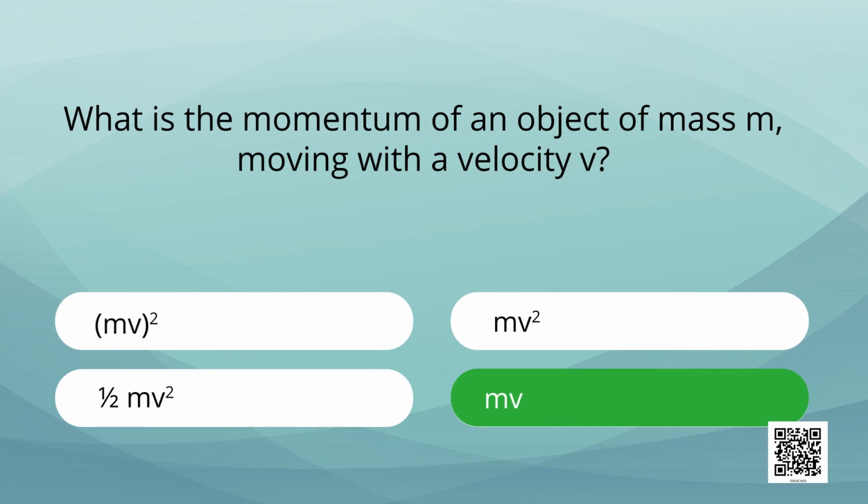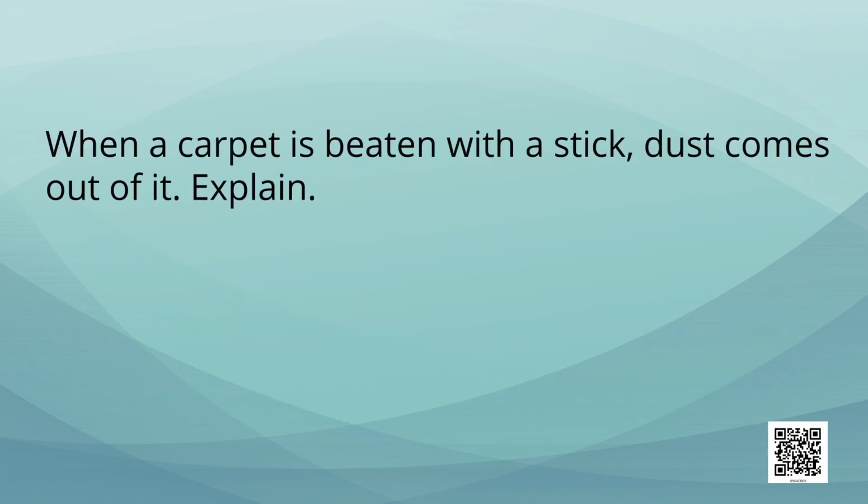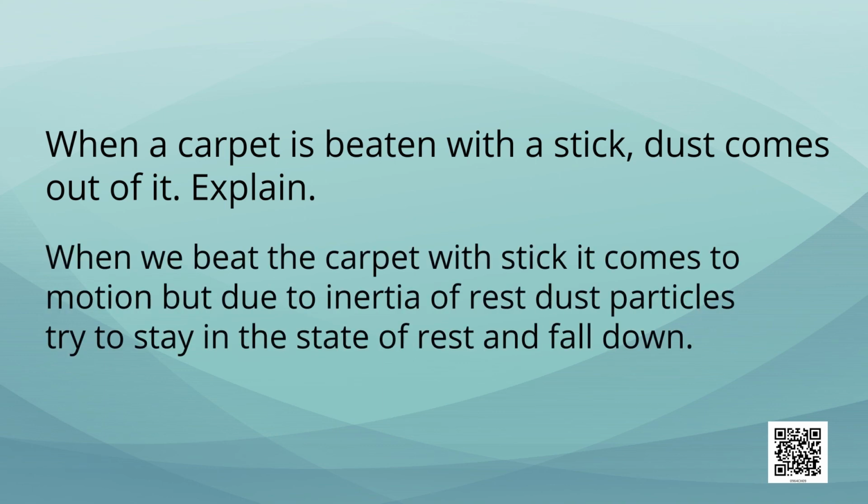And the next question, when a carpet is beaten with a stick, dust comes out of it. Can you explain why? Try to suggest some answer. Yes, the right answer is, when we beat the carpet with a stick, it comes into motion, but due to the inertia of rest, dust particles try to stay in the state of rest and fall down.